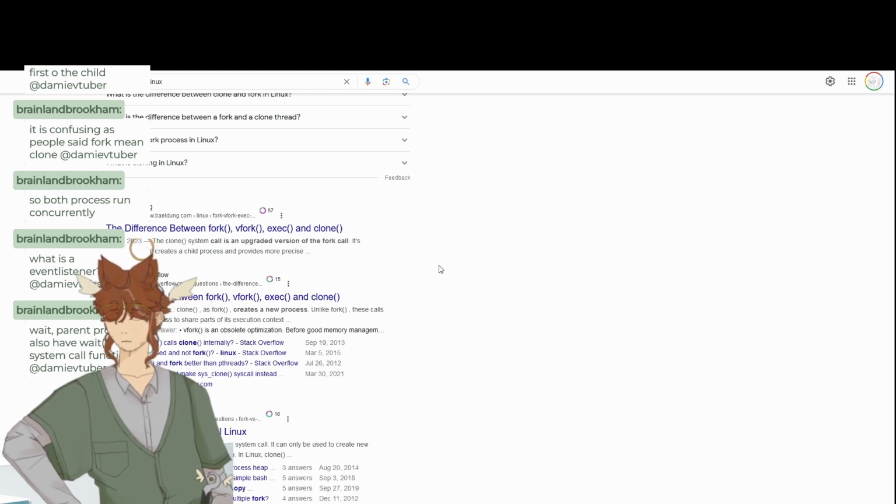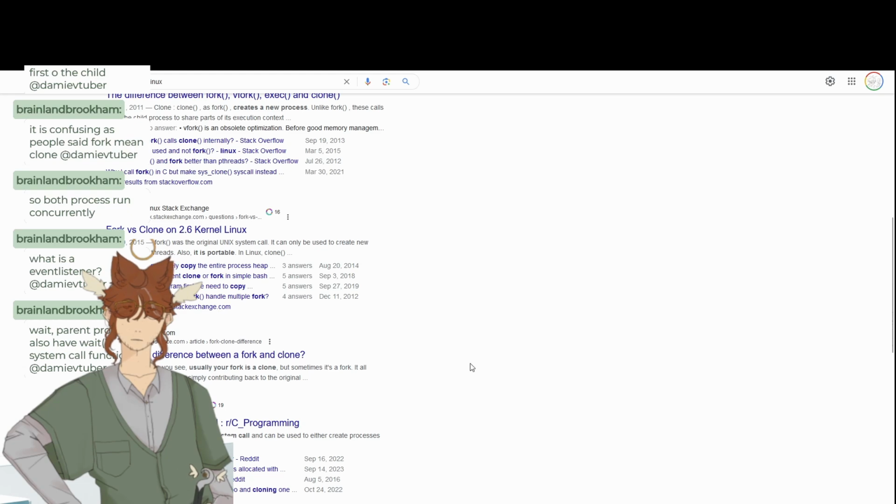Parent process also have a wait system call function. I think wait is, at least from what I would assume, for a specified amount of time, not for a specified event. I think it's sort of like you could have a loop that's waiting. But I think an event listener just waits for it to be thrown, the thing that it's looking for.